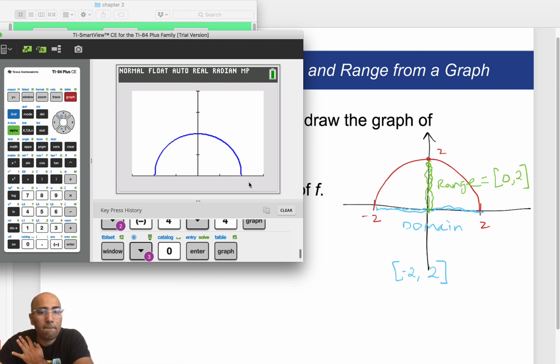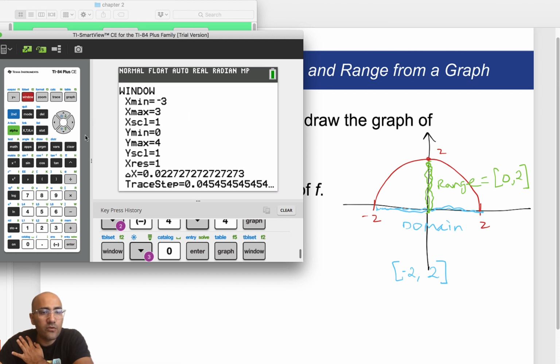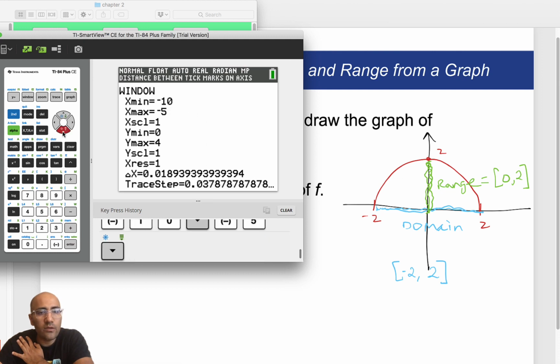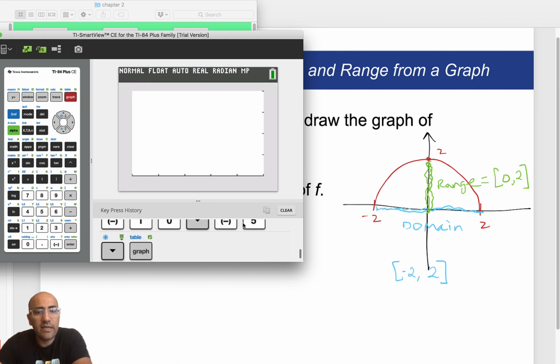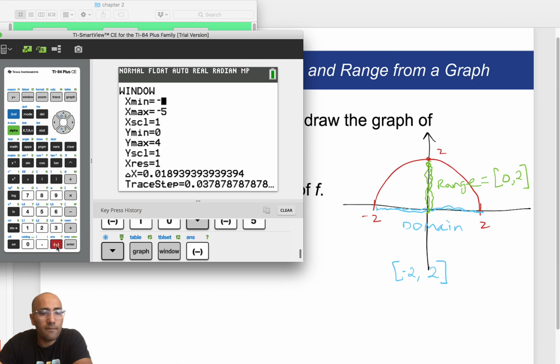Be careful though, because if you do something like, let's make this go from -10 to, let's say, -5. If I choose a window like that and I graph it, I'm not going to see anything. My picture's not there because I focused my window so far to the left. It's in just a small little section of quadrant 2, and my picture is not in the image. It's somewhere over here. So be careful to choose a good window for your graph.